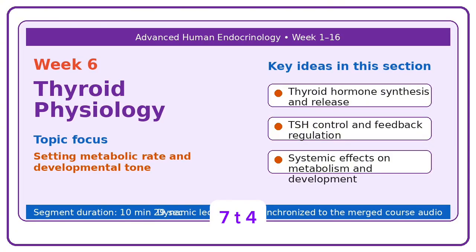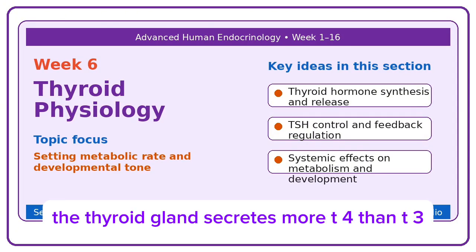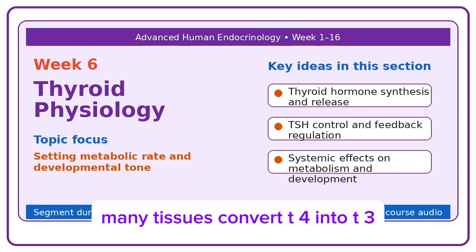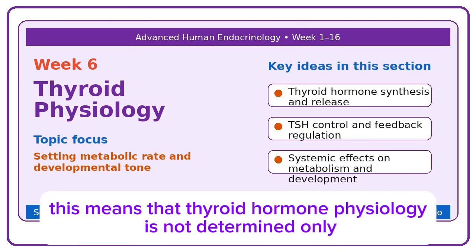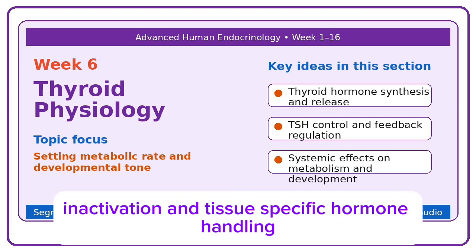7. T4, T3, and peripheral conversion. The thyroid gland secretes more T4 than T3, but T3 is generally the more active form at the receptor level. Many tissues convert T4 into T3 through the action of deiodinase enzymes. This means that thyroid hormone physiology is not determined only by gland secretion. It also depends on peripheral activation, inactivation, and tissue-specific hormone handling.